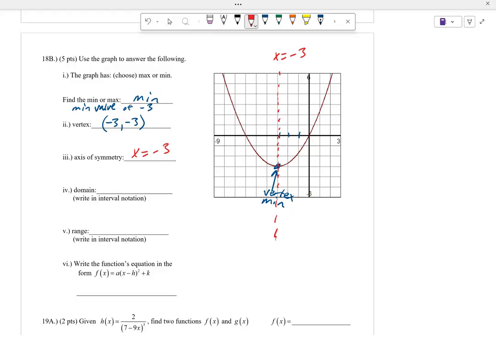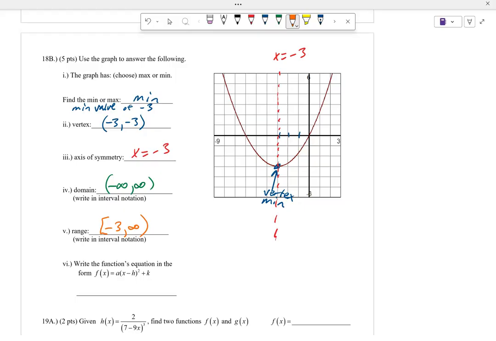Our domain for a quadratic function is going to be defined everywhere, so all real numbers. The range, though, here you notice that the range is starting off at that y value of -3, and then it goes up, right? So take off from -3, and then it goes up for our y values, and we do include that -3.